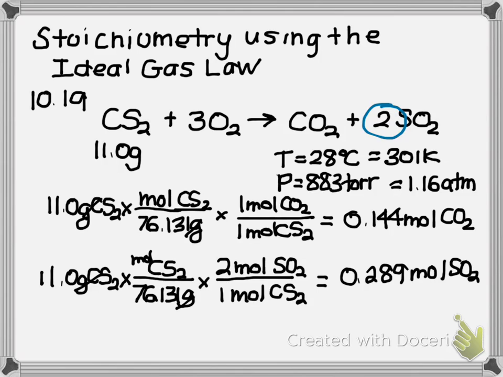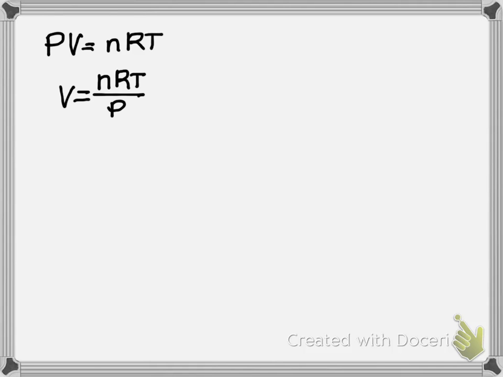Okay, so once I know the number of moles, this is where the ideal gas law comes in. Up to this point, it's just been like any other stoichiometry problem. But both CO2 and SO2 are gases, and so they want us to calculate the total volume of CO2 and SO2. So what I can do, and I'm going to move to the next page, the ideal gas law says that PV equals nRT. I can calculate the volume by taking the number of moles times R times T and dividing it by the pressure to get the volume.